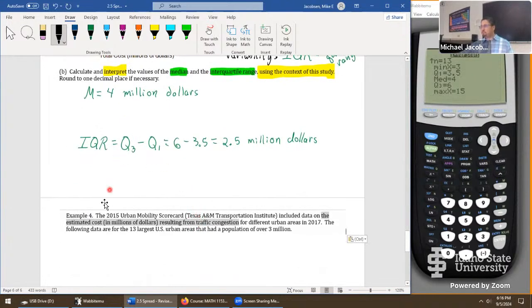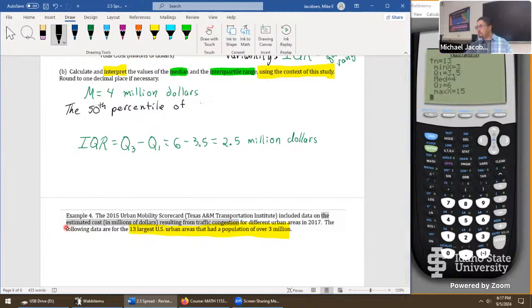So when we said $4 million, we were measuring the 50th percentile for estimated cost resulting from traffic congestion in, let's see, for different urban areas. It was for specifically this, the 13 largest urban areas with a population over 3 million. So for this one, if we were going to interpret it, we might say the 50th percentile of, 50th percentile of what? It would be this right here. Cost. Yeah, we could say the cost then of the 13th largest.